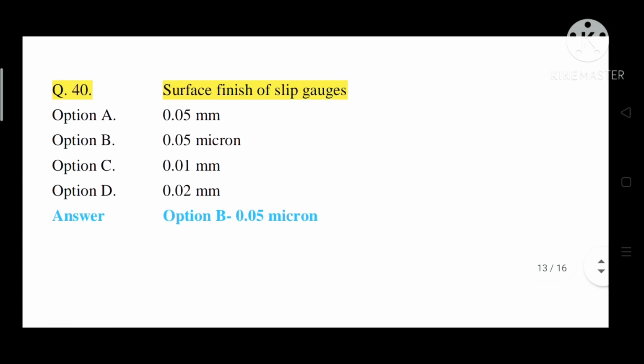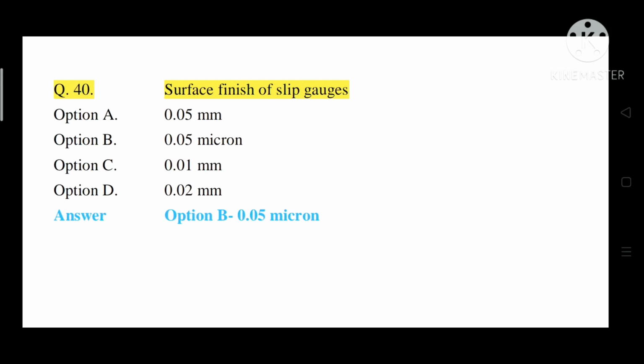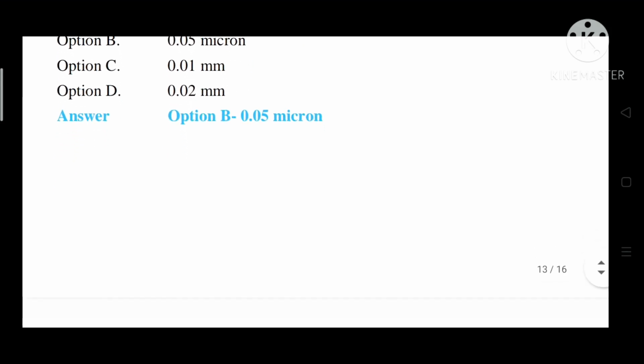Question number 40. Surface finish of slip gauges. So options are given. Option A 0.05 mm, option B 0.05 micron, option C 0.01 mm, option D 0.02 mm. So correct answer is option B, that is 0.05 micron, because its surface is highly maintained on its total length or the surface, and the slip gauges are rectangular in nature, and you can see the surface finish is maintained up to 0.05 micron.